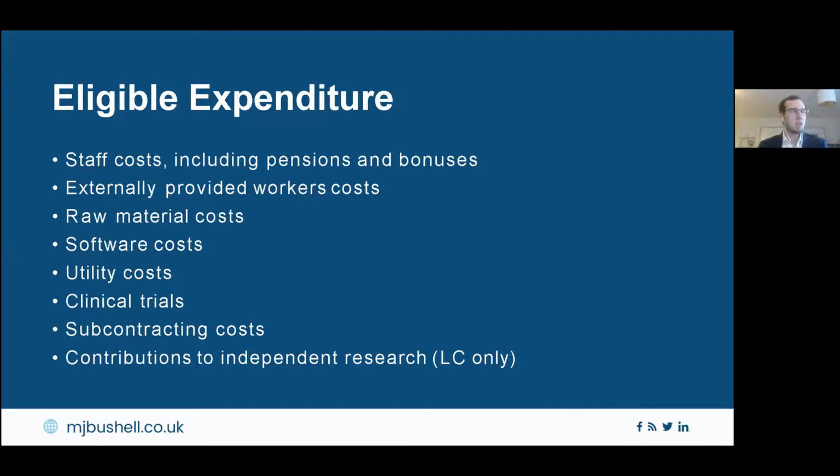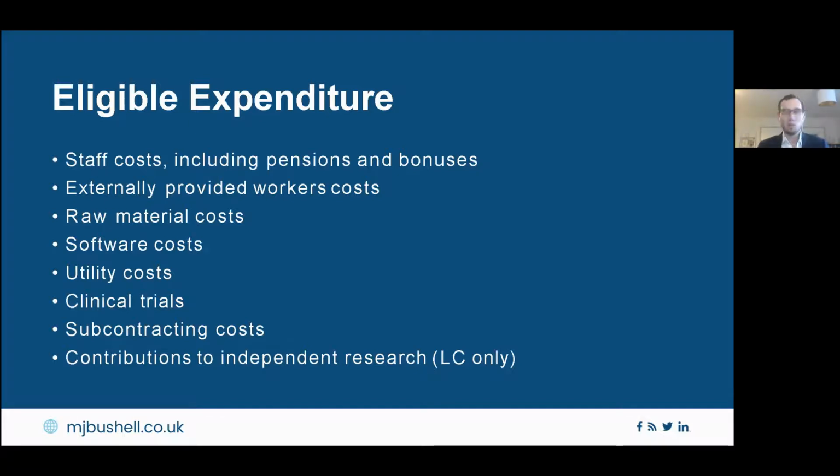The main ones that will likely apply to you and most companies making a claim are going to be staff costs. This is where you say that 40% of this employee's time was spent on the R&D project this year. And then you can claim a proportion of their gross salary, a proportion of any employer's national insurance and any employer's pension costs that you've incurred as a company.